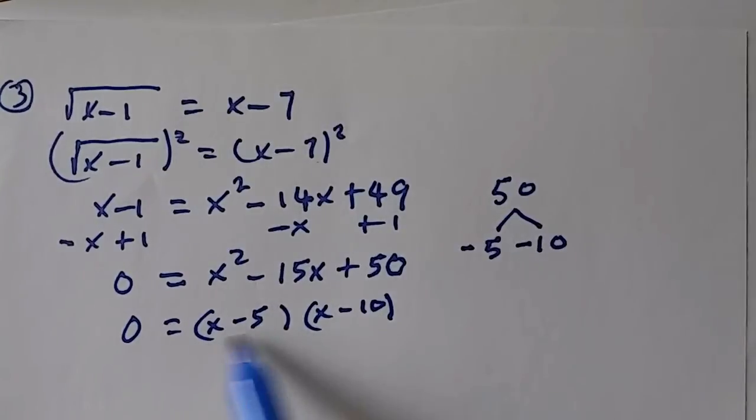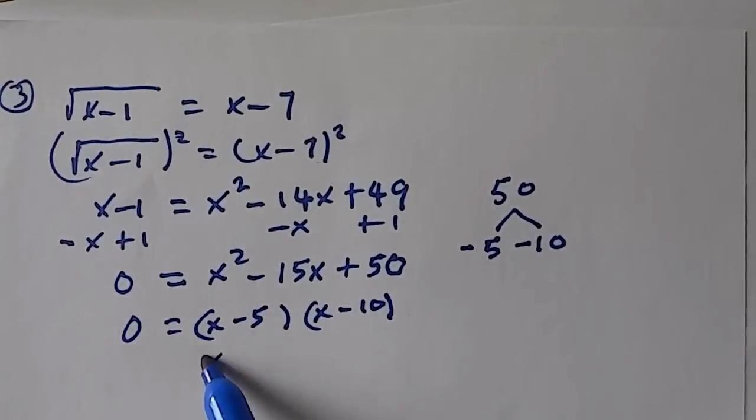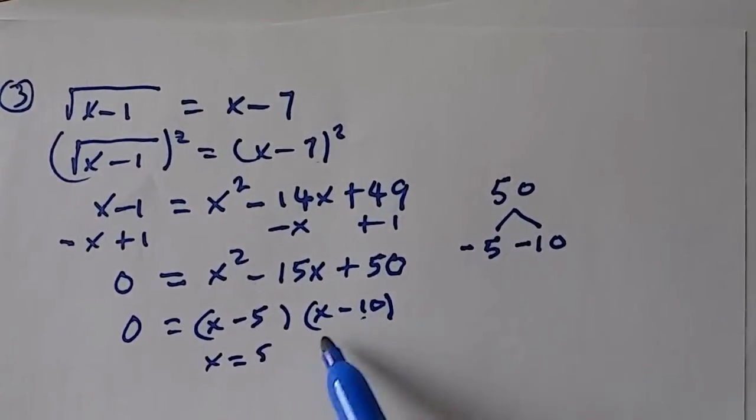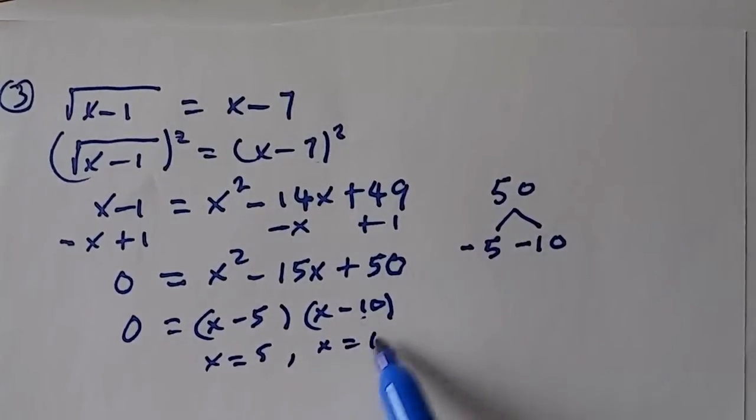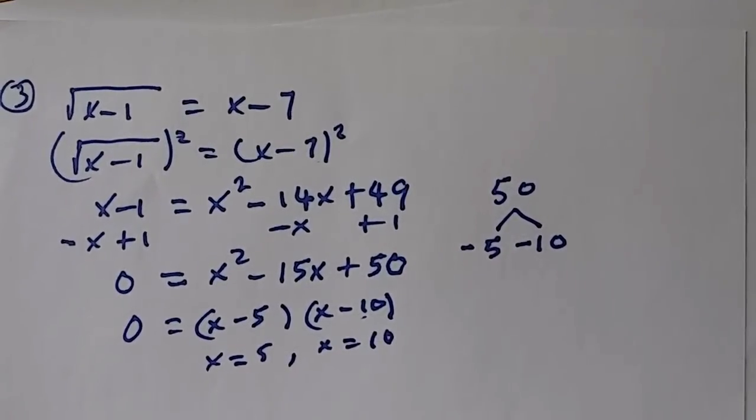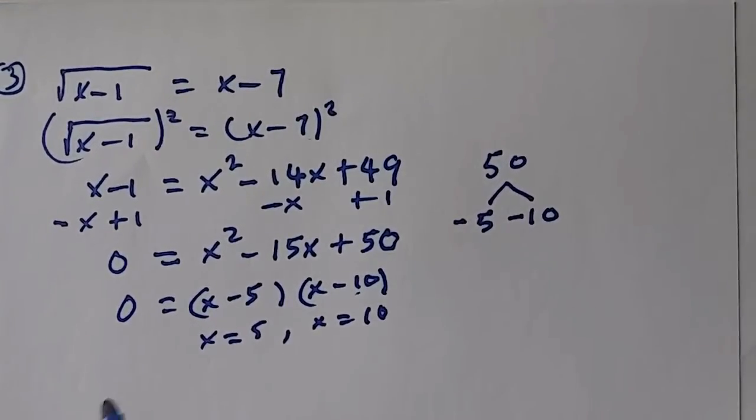Now, the 0 for each of these factors will be x equals 5, and the 0 for this will be x equals 10. So we have 2 solutions. We need to check now to see if it is true. That's our last step. We're going to check.